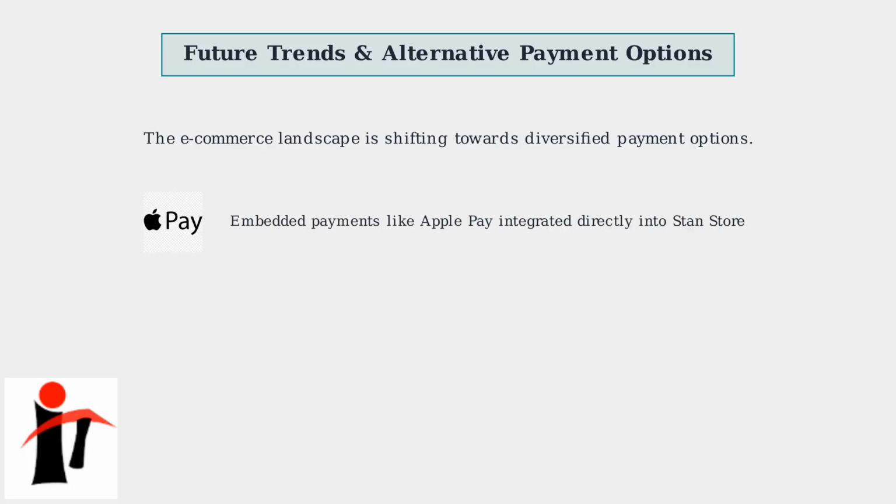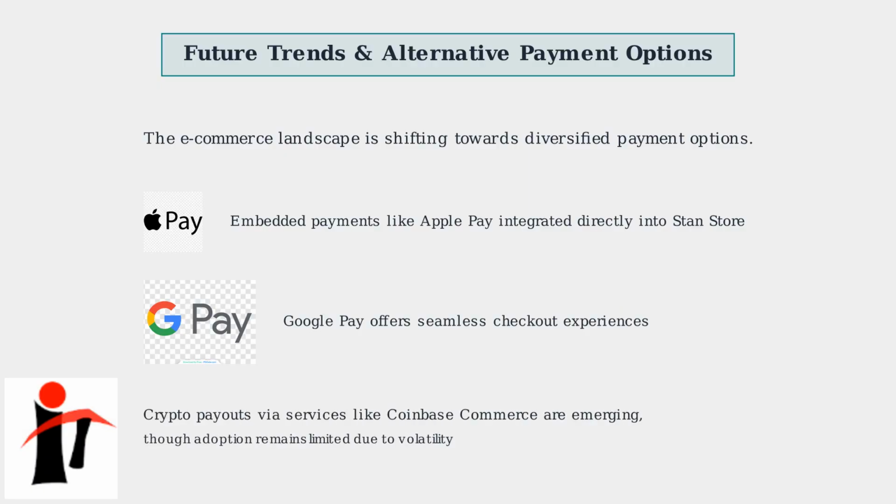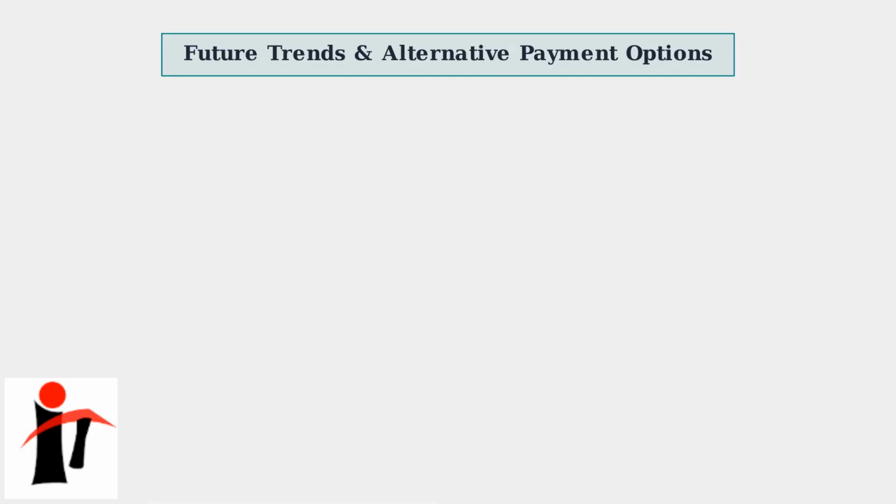Consider exploring embedded payments like Apple Pay or Google Pay integrated directly into StanStore. Google Pay offers seamless checkout experiences for customers worldwide. Crypto payouts via services like Coinbase Commerce are also emerging, though adoption remains limited due to market volatility. By 2030, PayPal's market share is predicted to decrease as platforms prioritize multi-gateway ecosystems. Staying informed about these trends can help you optimize your payment strategy for the future.